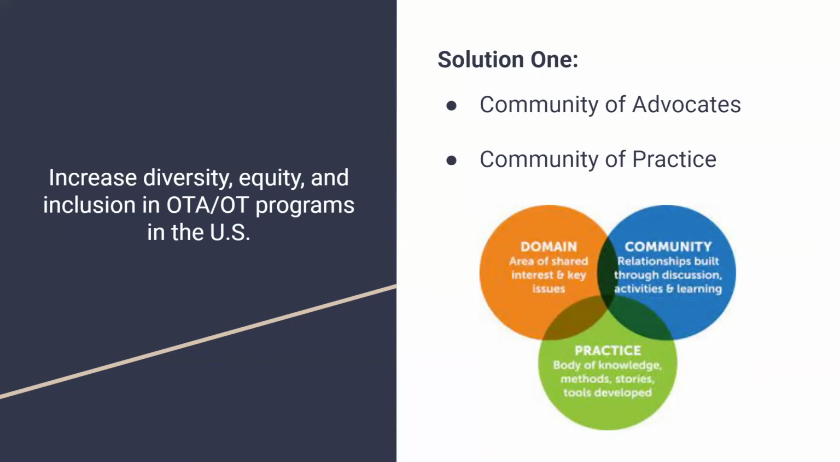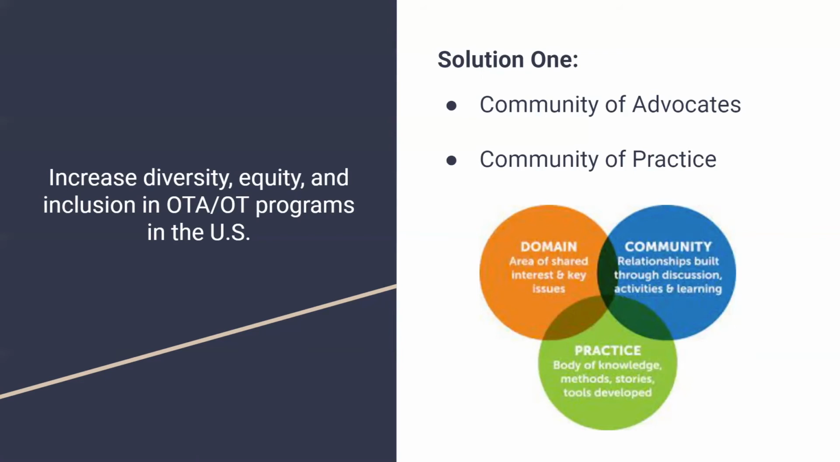Advocacy groups can take on the responsibility of recruiting therapists from the field to join together. With this initiative, an OT community of practice can be formed in order to provide support, facilitate discussion, activities, and learning. A community of practice can advocate at state and national OT conferences in order to recruit more members, network, and spread the message about increasing diversity, equity, and inclusion in OTA and OT programs in the US.